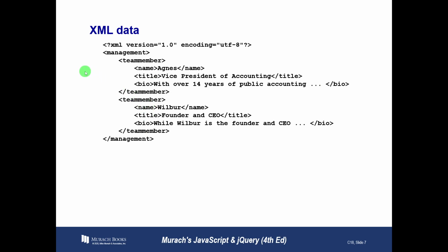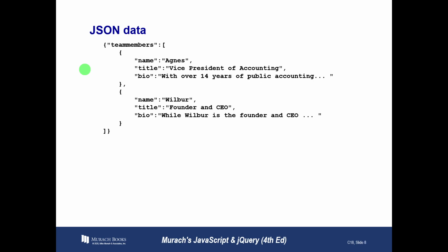Let's look at the same thing written with JSON notation, JavaScript object notation. It's a little bit easier to read. And remember, I said they're key value pairs. So we have team members, colon, and then a value. This whole thing is the value. It starts with this open square brace and closes here. But that value, here's the key, here's the value. Inside that value, we have more key value pairs. Name, Agnes. Title, President of Accounting. Bio, with over 14 years of public accounting.